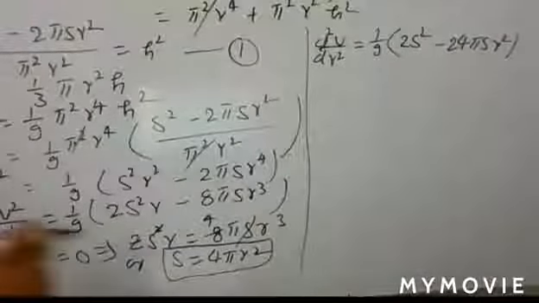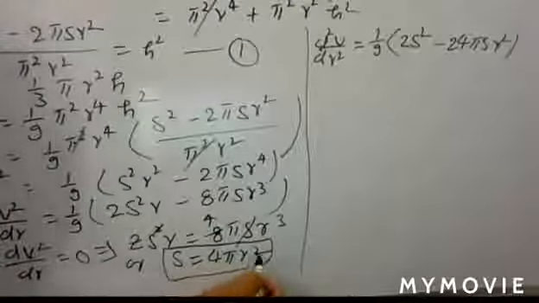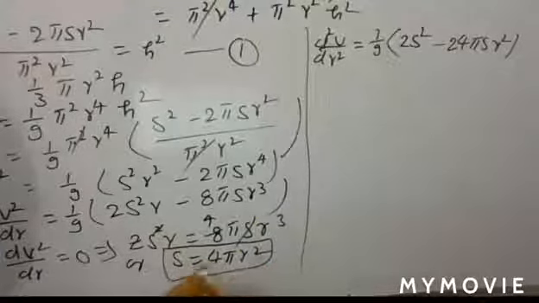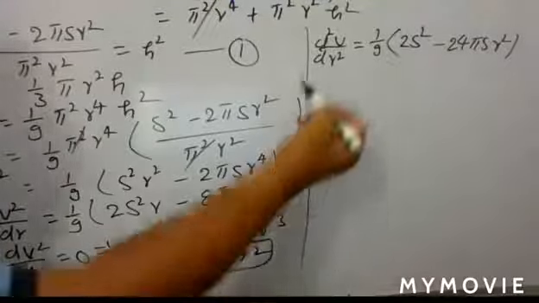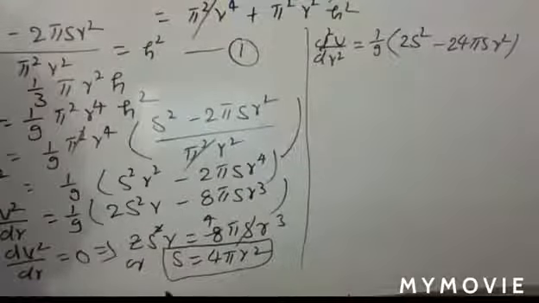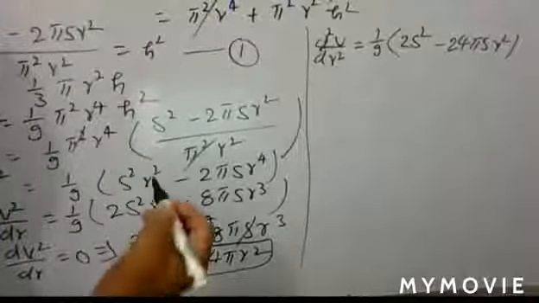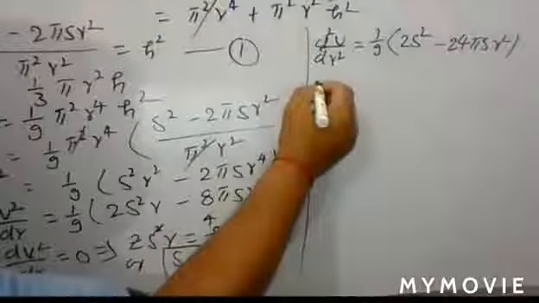Now, here you have to put the value of r square. So your value of r square is s upon 4 pi. This means your second derivative is no longer expressed in the form of a variable. You have to express it in the form of a constant, and then check its sign. You have to keep all these things in mind, beta.